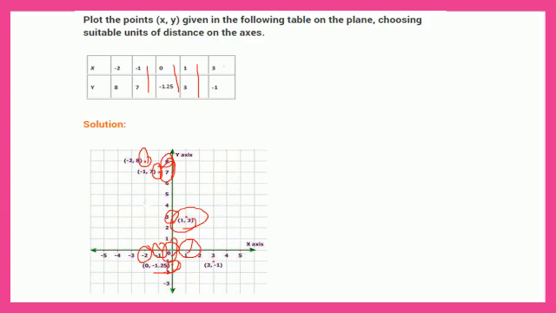Then the last point 3 comma minus 1. So the x-axis value is 3 and the y-axis value is minus 1. So the point will come here, 3 comma minus 1. This is the way you have to plot the points. This is a very easy chapter. We have completed the chapter.